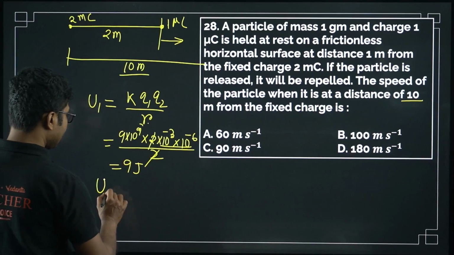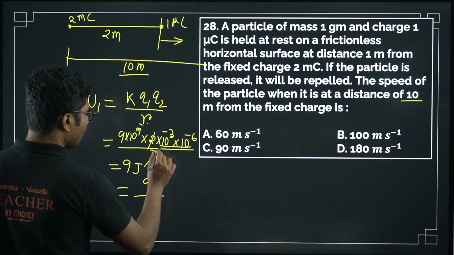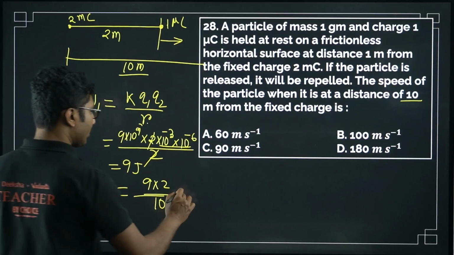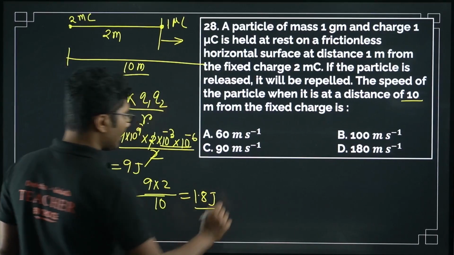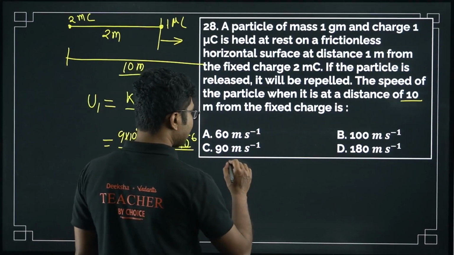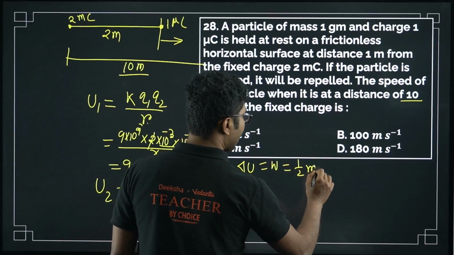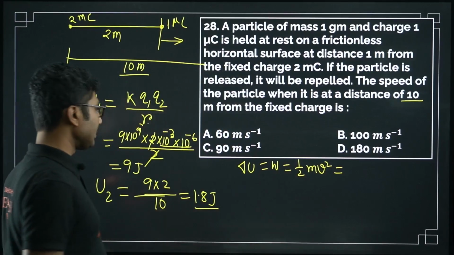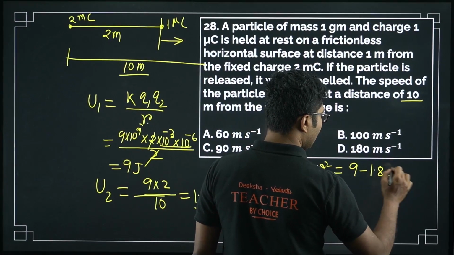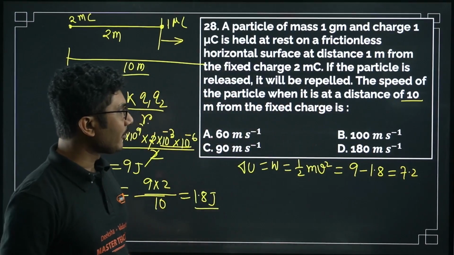Now the final potential energy: everything on the top will remain the same, on the bottom there will be 10 meters, so it will be 1.8 joules. The potential energy of the system is decreasing. By how much is it decreased? So delta U should be the work done, and that should be half mv square, equal to the change in the potential energy. So 9 minus 1.8 will be 7.2. Okay, 7.2 is half mv square.